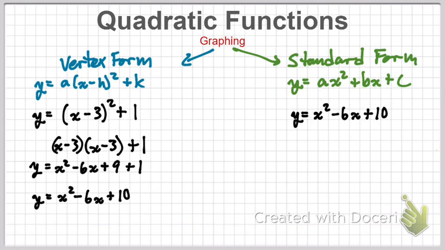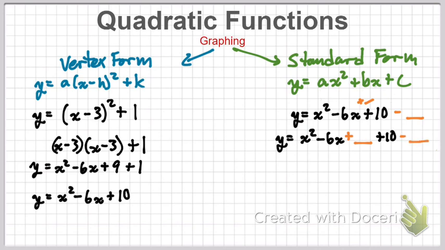Okay, so if I wanted to change this back into vertex form, I'm going to have to add and subtract a number. It's the same number to this so that I can do some factoring and make it look like vertex form. Let me rewrite this to make this a little bit easier for me to work with.